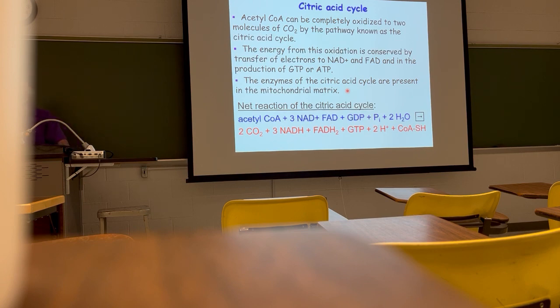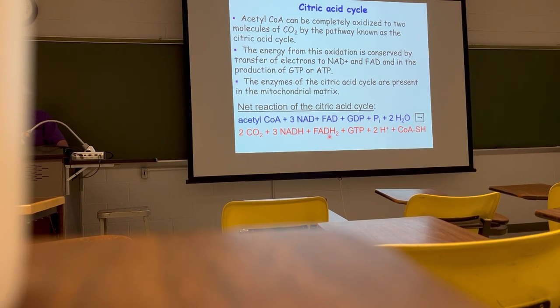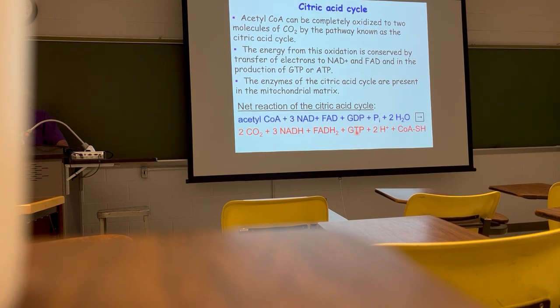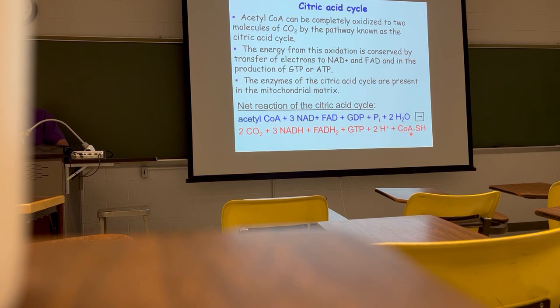So this cycle contains a number of enzymatic steps. The net reaction is that we start with an acetyl coenzyme A, a 2-carbon acetyl group. It's oxidized to 2 carbon dioxides. There are 3 NADs that are reduced to NADH, an FAD reduced to FADH2, a GDP that's phosphorylated to make a GTP, and the free coenzyme A is another product. So we're going to look at the steps for how that happens.